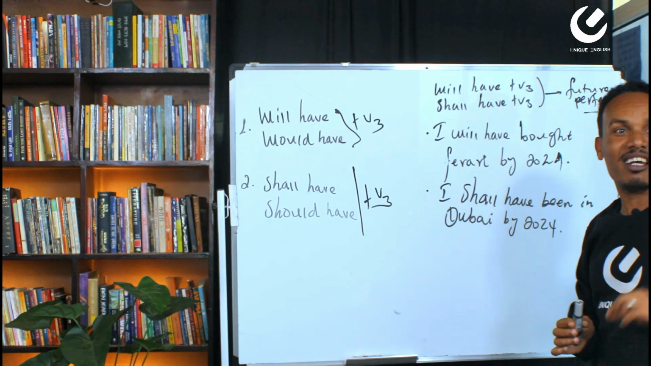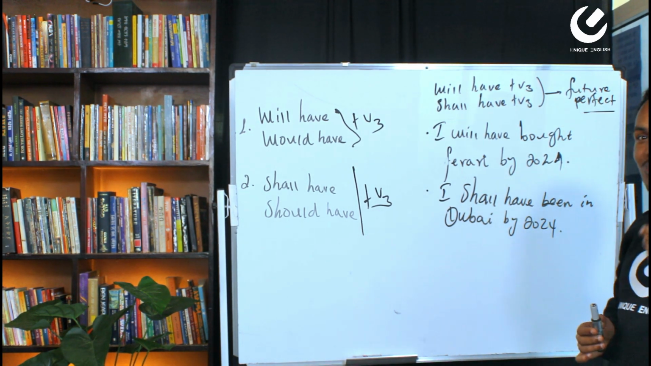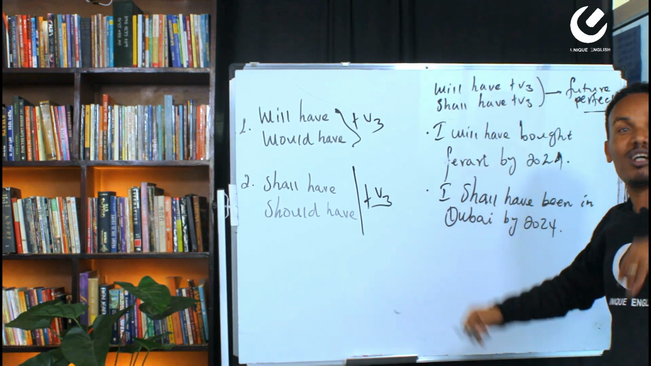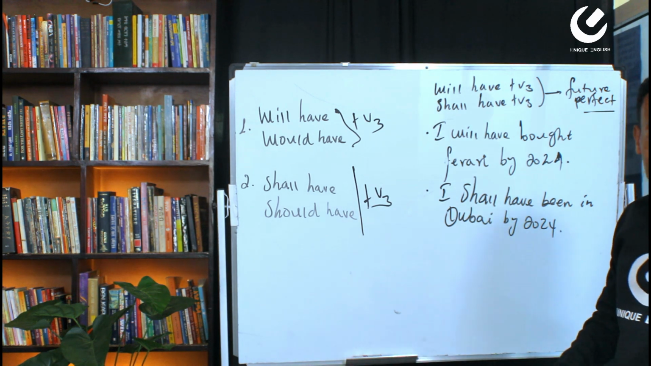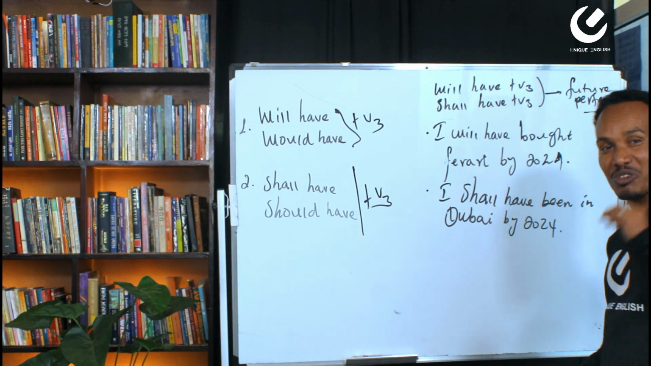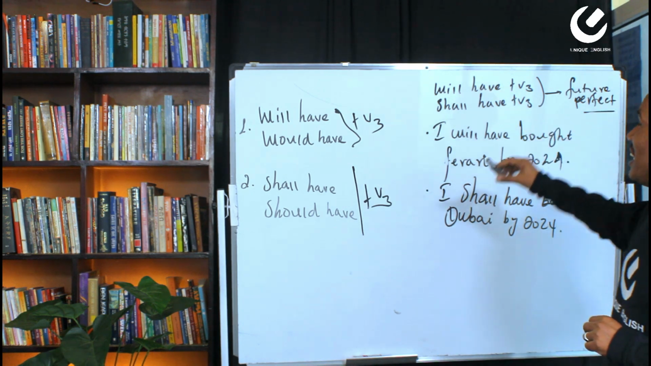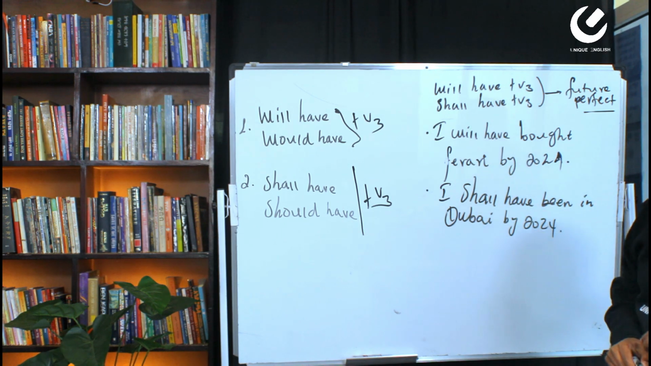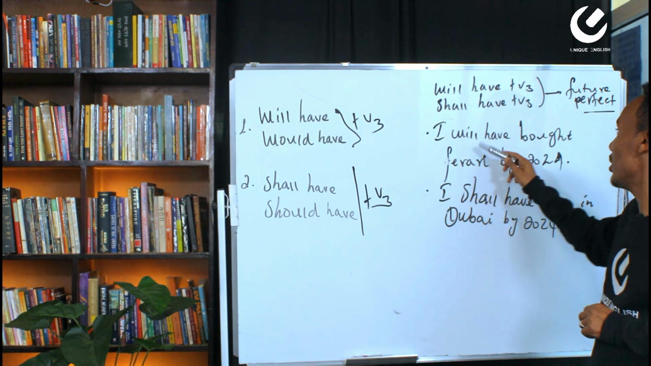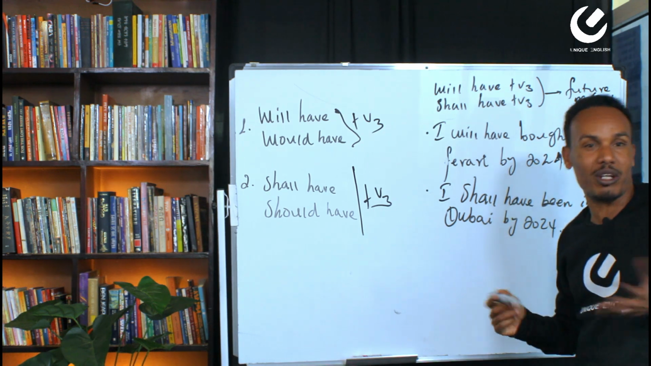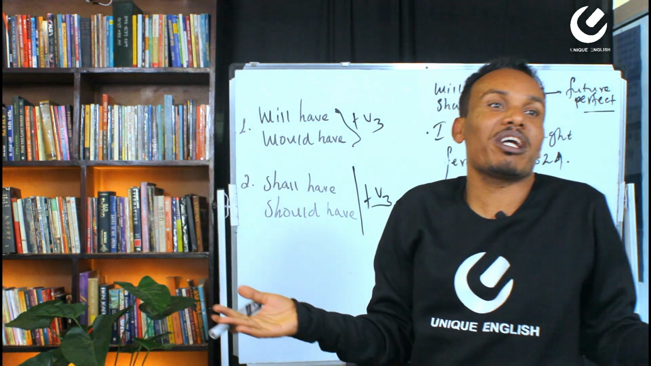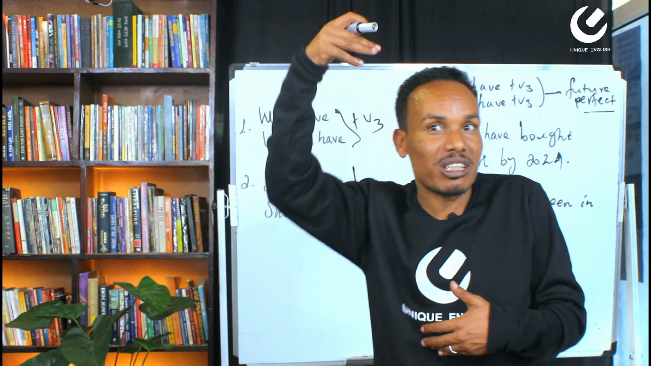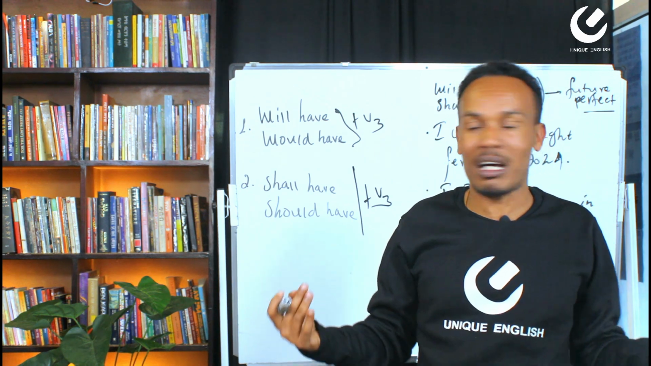Future perfect tense. What is the grammatical formation of future perfect tense? Will have or shall have with what? Verb 3 form of the main verb. Do you understand me? Yes. That's very important. All right. So here is the thing. If I want to make it negative, I will not have, I won't have. I will not have bought Ferrari by 2024. By 2024, I will not have bought the car. Do you understand me? Yes. That's the meaning.